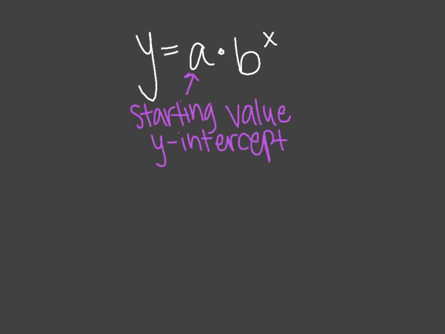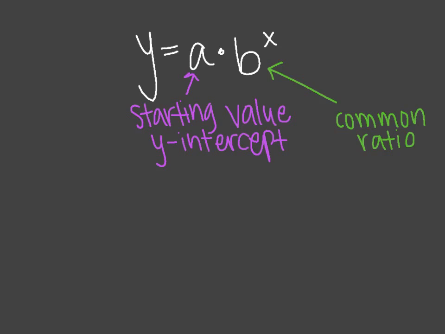Remember that the a, or the number that's in front, is always your starting value, which is the same as your y-intercept, and the b is your common ratio. And remember, your common ratio is what is the pattern? Am I multiplying every time? Am I dividing every time? And then specifically, what number am I multiplying by and what number am I dividing by every time?